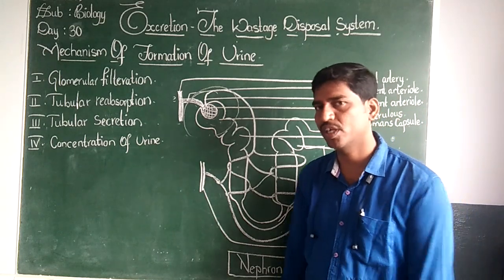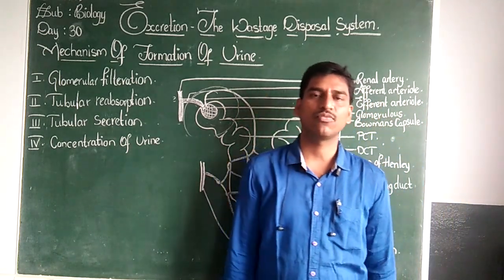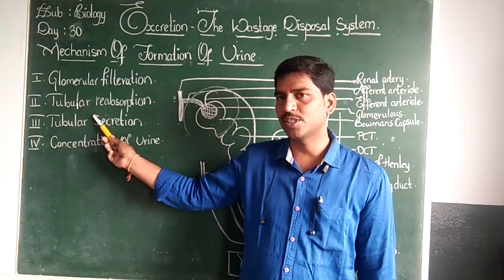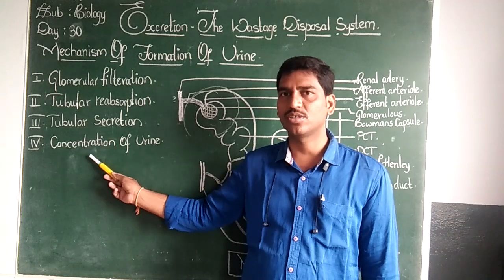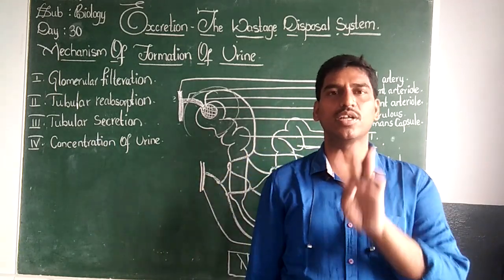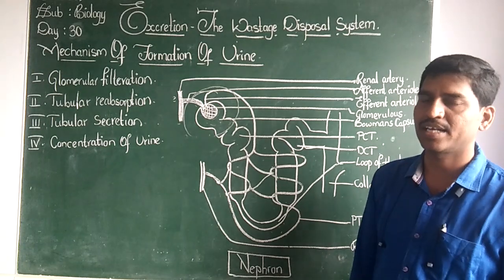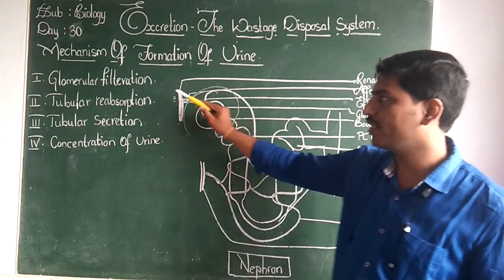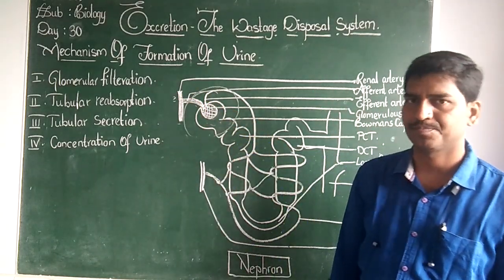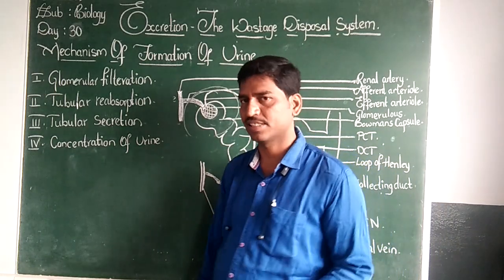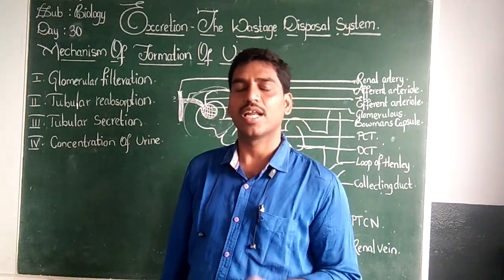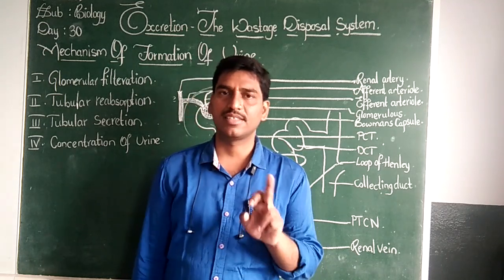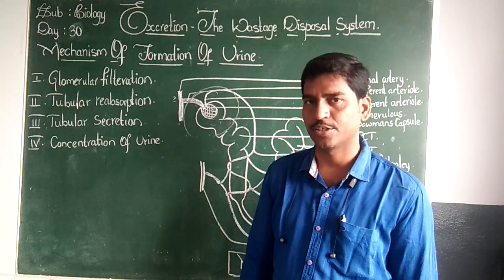What are the 4 different steps involved in the mechanism of formation of urine? Glomerular filtration, tubular reabsorption, tubular secretion, concentration of urine. Now let us see the first step, glomerular filtration. Already we have discussed in the structure of nephron that the nephron consists of 2 parts: one is the Malpighian body and the second one is the renal tubule.